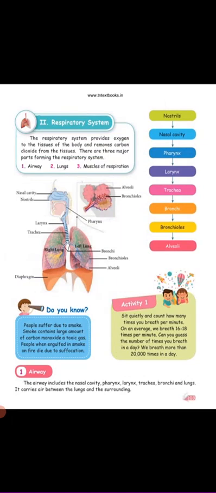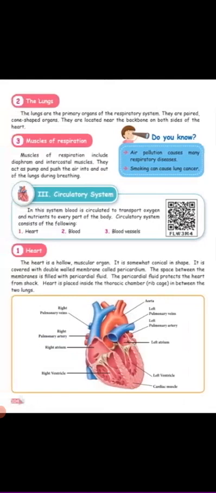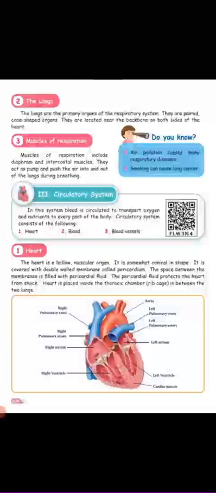There are three major parts. What are they? Airway, lungs and muscles of respiration. Yes or no? Yes. So in this class we are going to see the circulatory system. What, ma? Circulatory system. Here, how the blood is circulated and how it is transporting oxygen and nutrients to every part. That's what we are going to see.